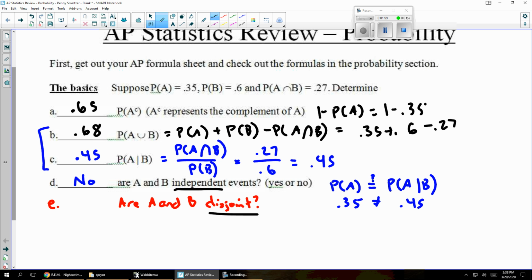A and B being disjoint, if that were the case, then the probability of A and B would be 0. Is that the case? No, we said the probability of A and B was 0.27. That's not 0, so they are not disjoint. No.